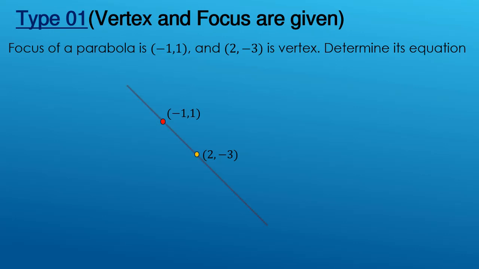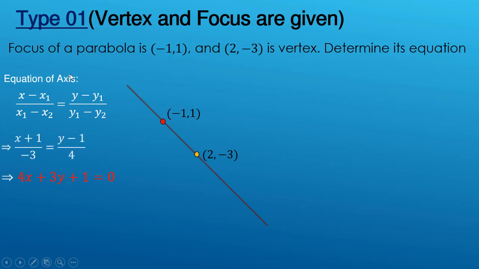Alright, this is our axis. Now tell me, what is the equation of a straight line that passes through 2 points? Anyone? Well, it is (x minus x1) divided by (x1 minus x2) is equal to (y minus y1) divided by (y1 minus y2). One thing, when you are determining this equation, please don't write this formula. You just directly write it from here. Okay, so now we got our equation of axis, which is 4x plus 3y plus 1.